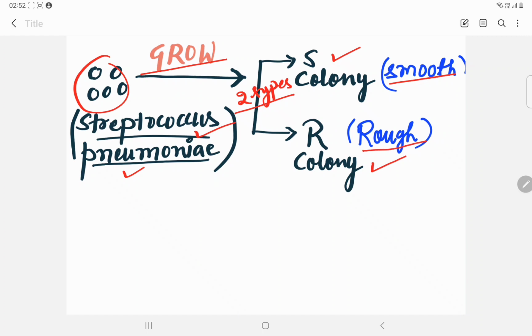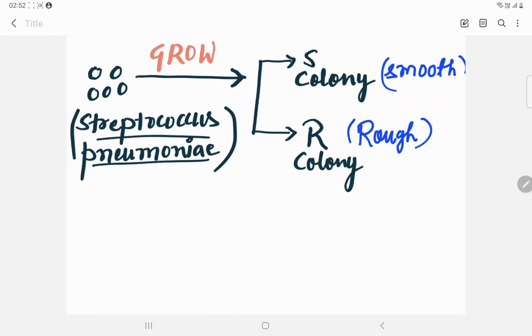The reason behind smoothness of S colony is that it consists of an outer capsule which is mucilaginous, that is why it is smooth and shiny, whereas R colony lacks this outer capsule. It lacks the outer capsule, that is why it is rough in nature.